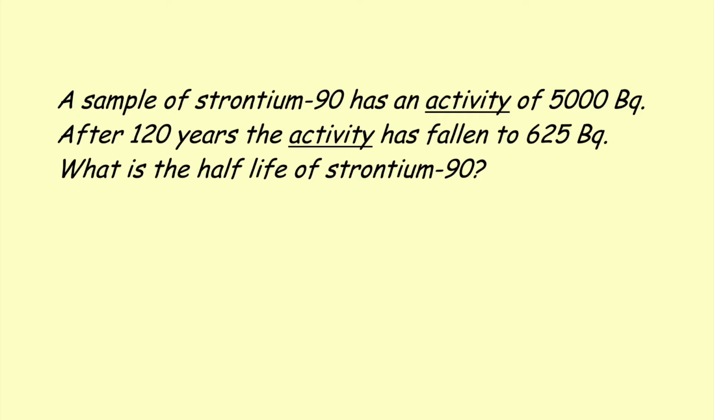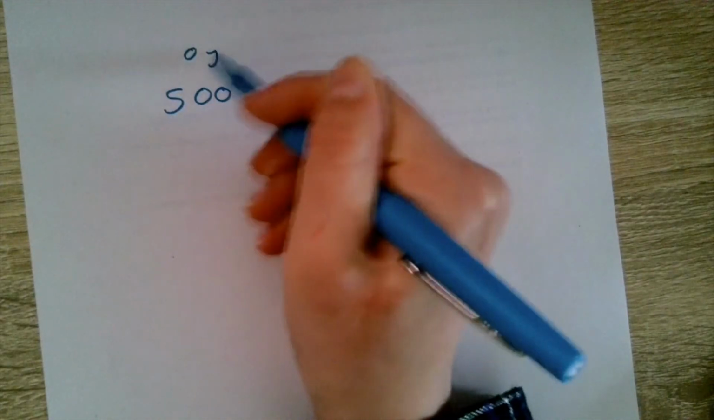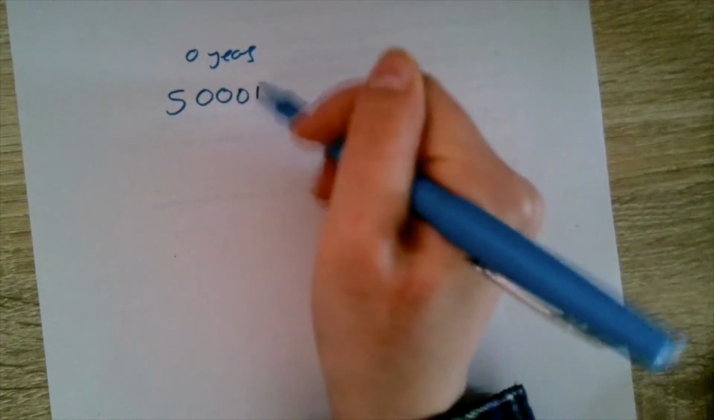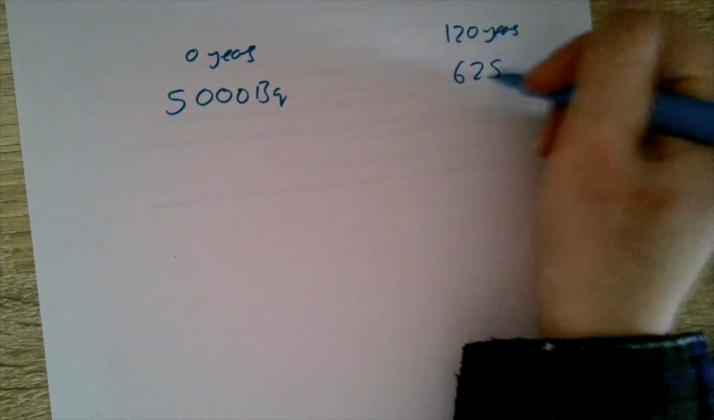Another question: a sample of strontium-90 has an activity of 5000 becquerels. After 120 years, the activity has fallen to 625 becquerels. What is the half-life of strontium-90? So a sample of strontium-90, our activity at 0 years is 5000 becquerels, and then at 120 years we're at 625 becquerels.